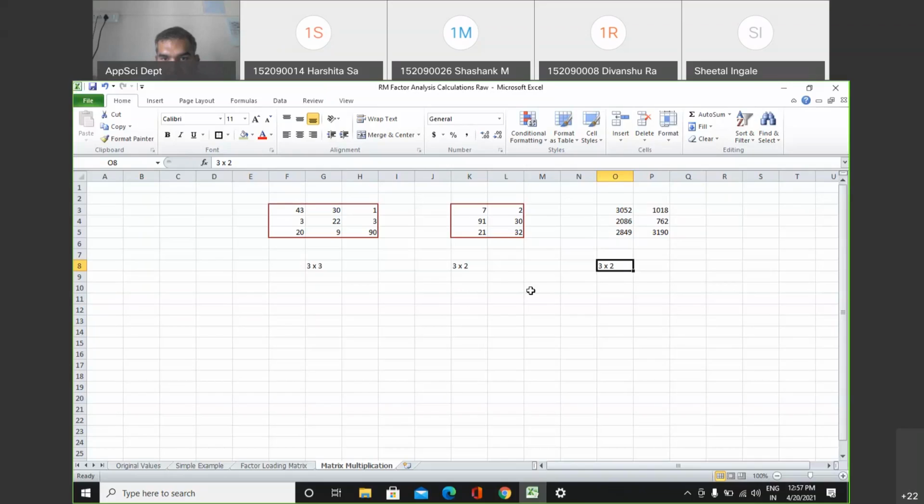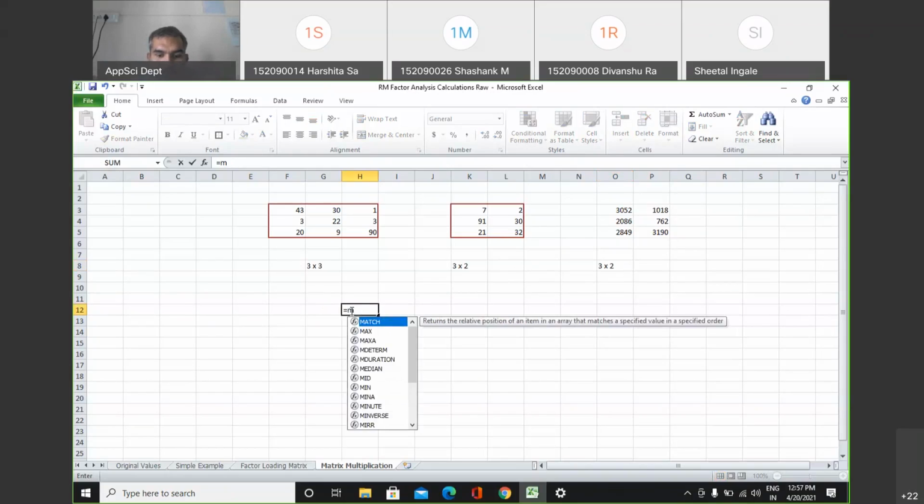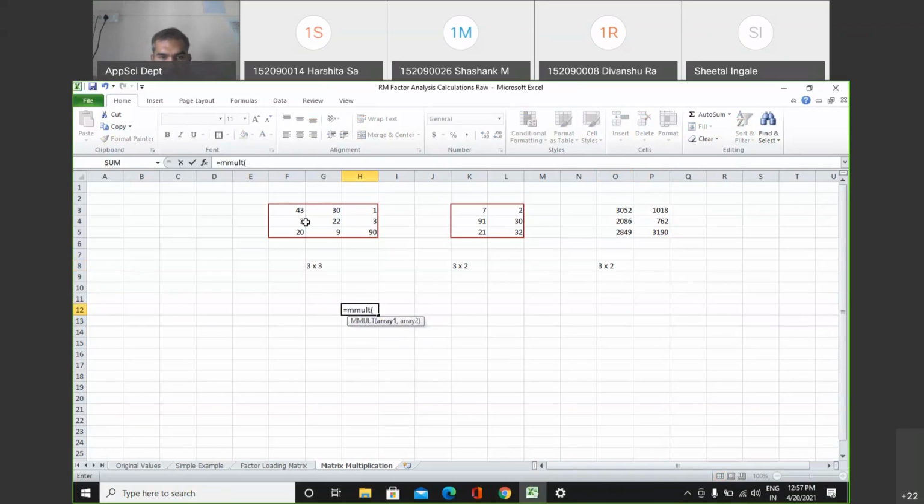So here we have to multiply. How do we multiply? There is a function, MMULT, matrix multiplication. Here what we do is we select the matrix, first that matrix, comma, then the other matrix. Then we select enter, which gives only one value.